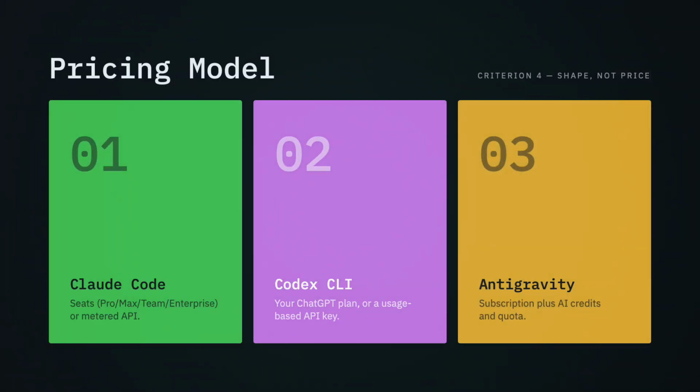Criterion 4. Pricing. And I mean the shape, because the exact dollars will have changed by the time you watch this. Claude Code sells seats, Pro, Max, Team, Enterprise, or you pay per token through the API. Codex ties into your ChatGPT plan or a usage-based API key. Antigravity runs on a subscription plus AI credits and quota. Whatever the price is today, check it yourself before you buy. This is the fastest drifting number here.